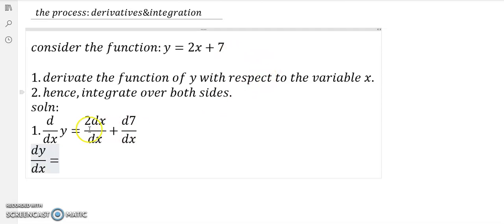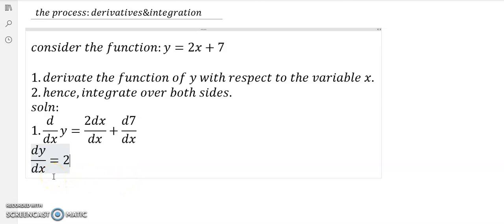equal to, on this side we got this term 2 dx over dx. dx and dx will cancel, leaving 2 behind. This term d7 over dx will vanish since the derivative of a constant gives 0.